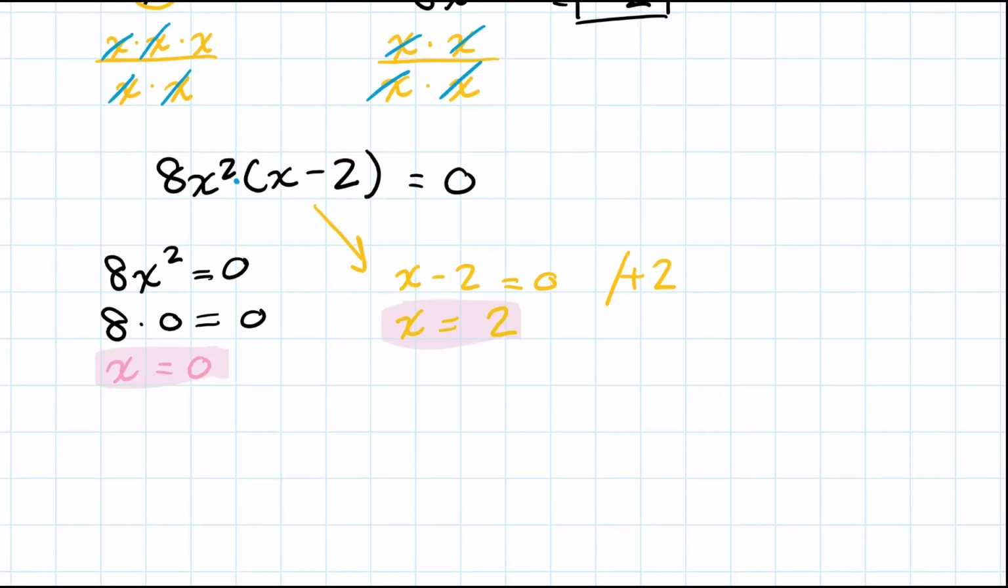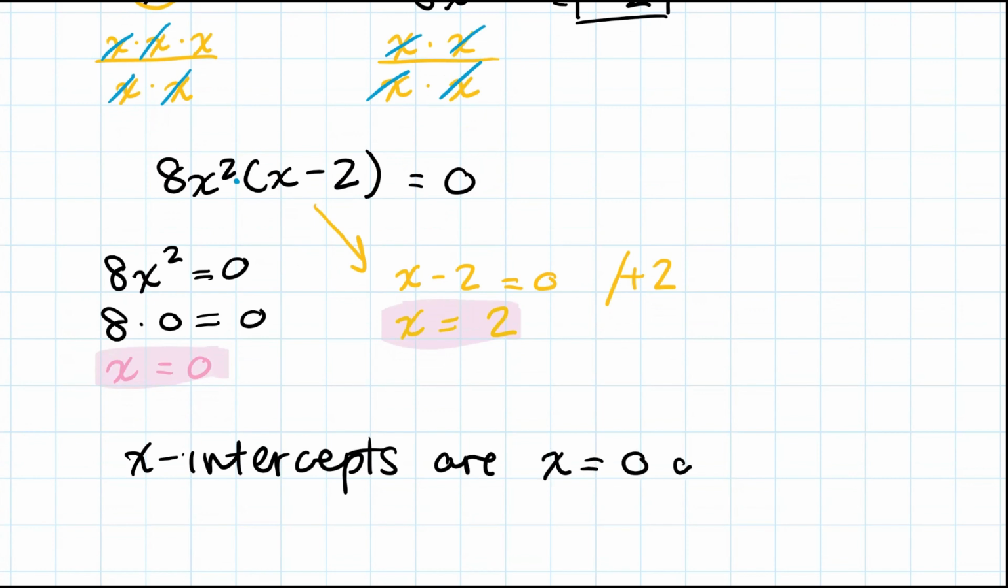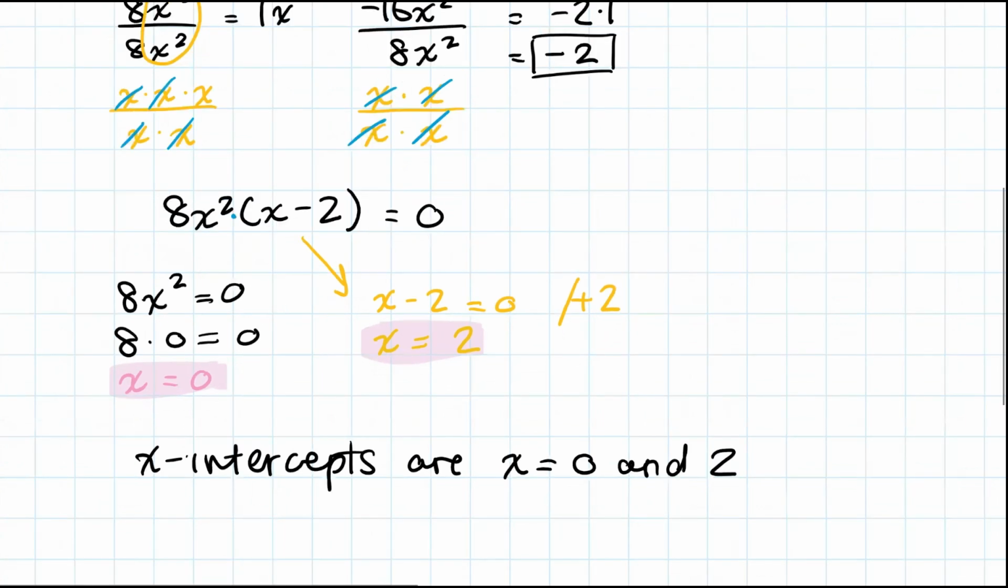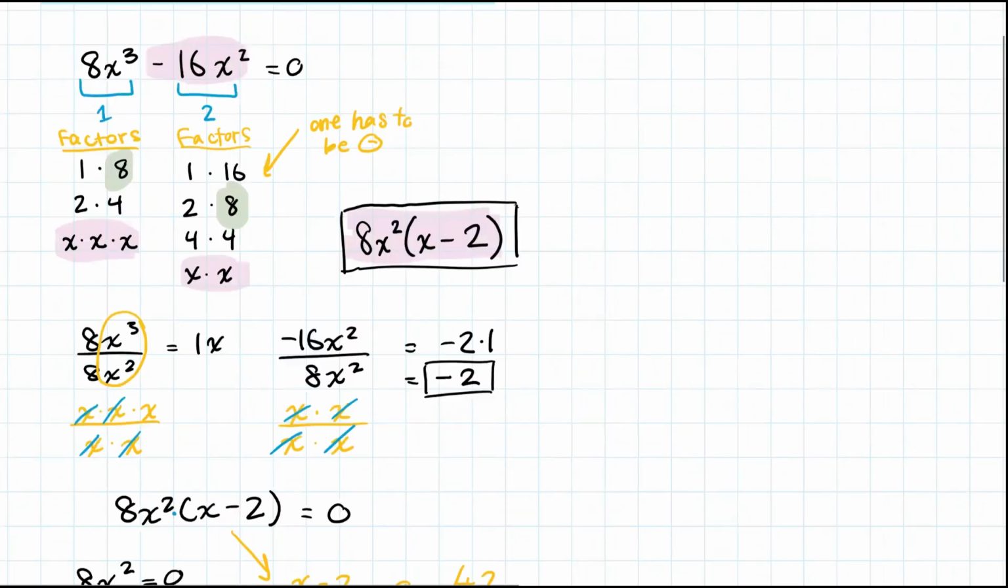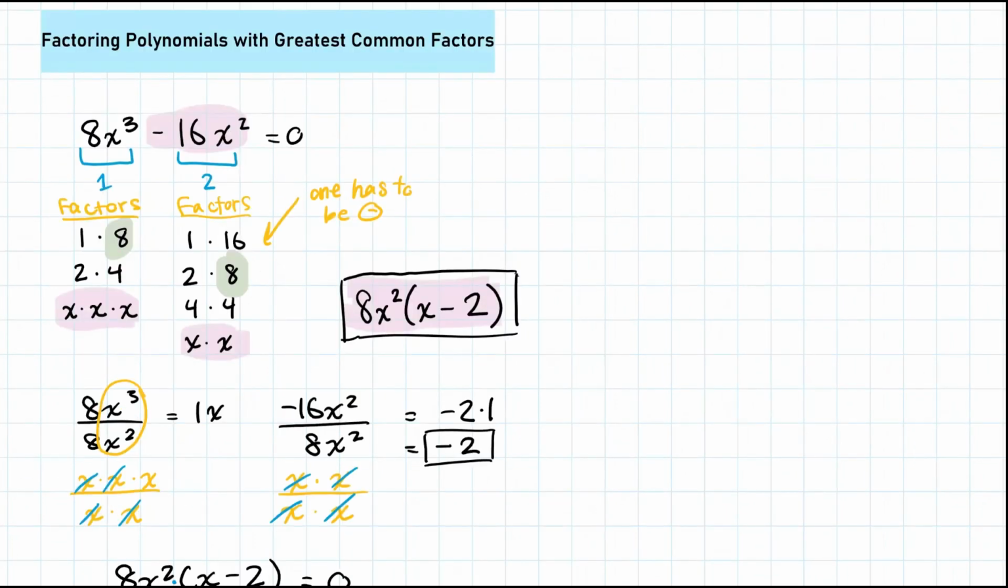So the x-intercepts are x equals 0 and 2. And that is how you use greatest common factoring with polynomials to determine your x-intercepts.